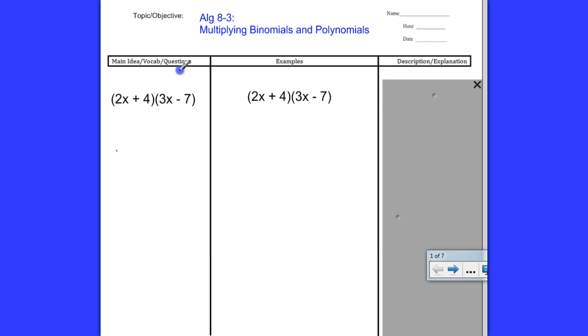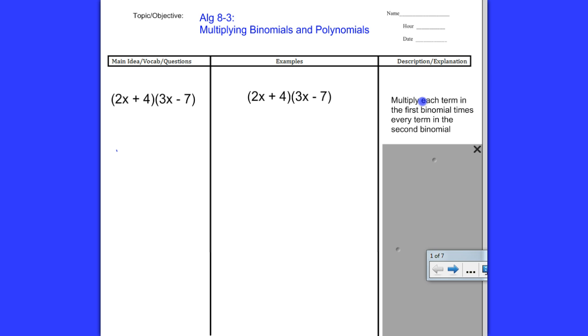It doesn't really matter. The main thing that I want you to remember is this. You need to write this down, that what you have to do is multiply each term in the first binomial, or whatever the polynomial is, times every term in the second. Okay? So it's basically like the distributive property, except the whole binomial is being distributed over the second binomial. Every term in this binomial, the 2x plus 4, has to be multiplied by every term in the second one, and then you just combine your like terms. So it's really pretty simple.